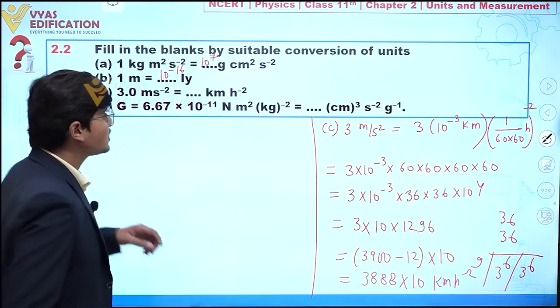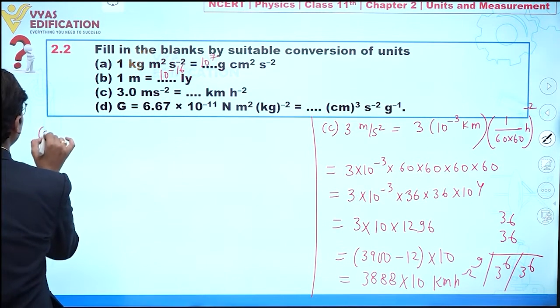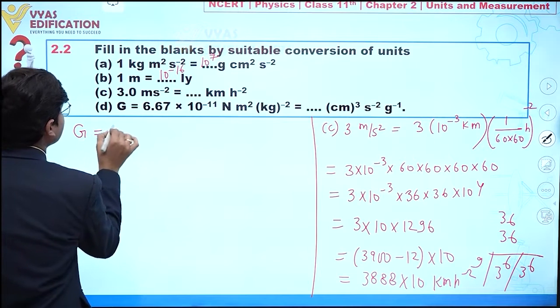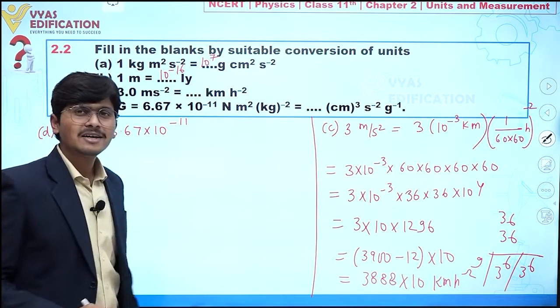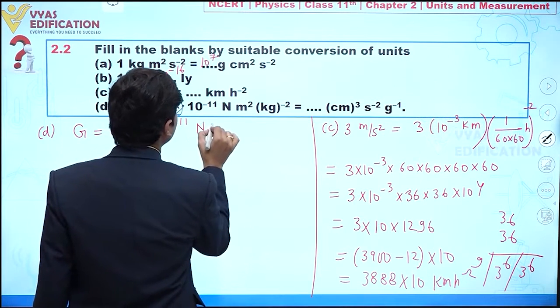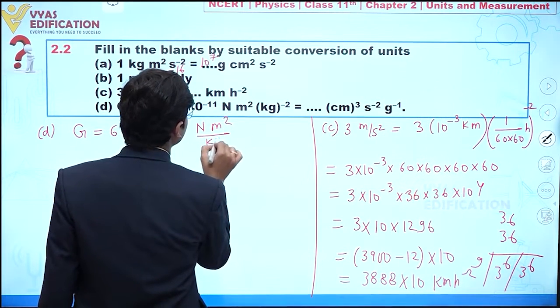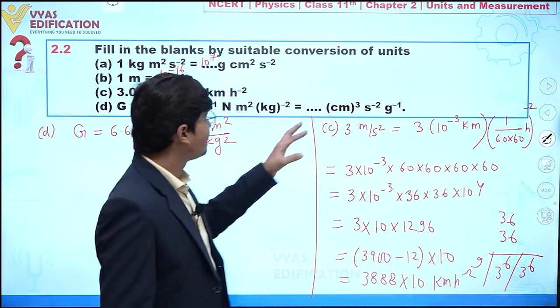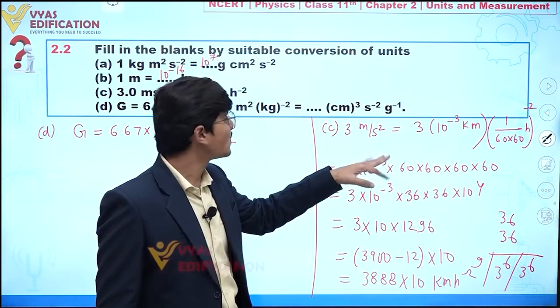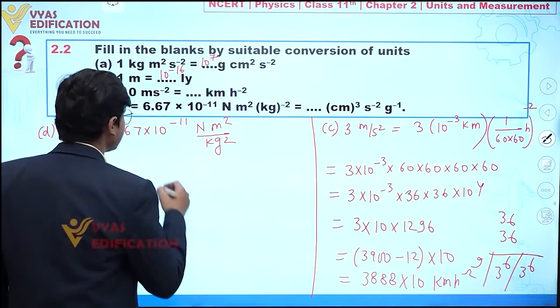Now in this question, in part number D, capital G is 6.67 into 10 to the power minus 11, clear, and this value is given to you in Newton meter square per kilogram square. So first, can we convert this unit into meter cube per second square per kilogram? Yes or no? Yes. How can we convert?